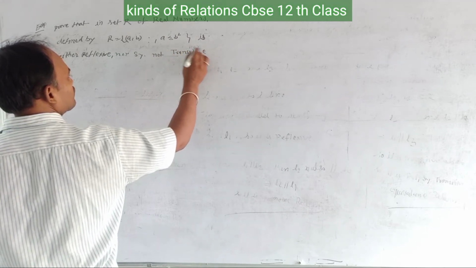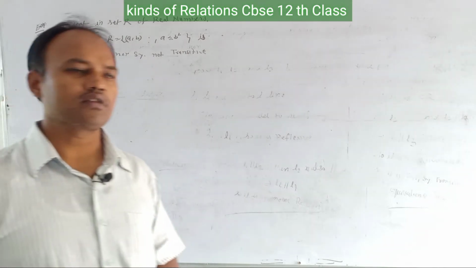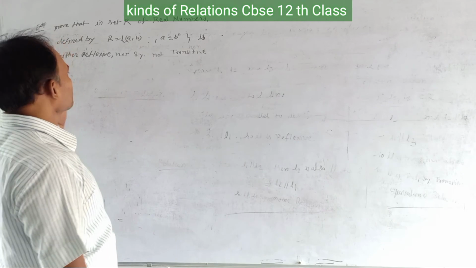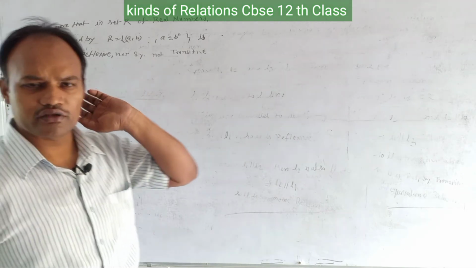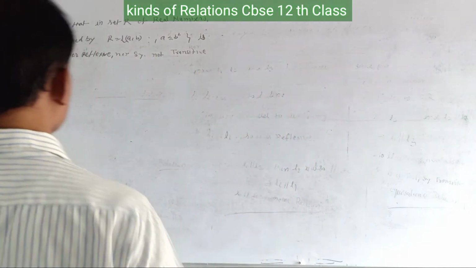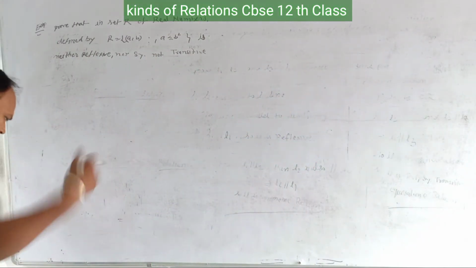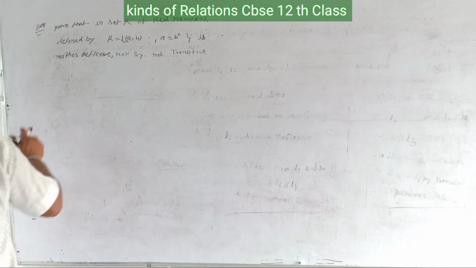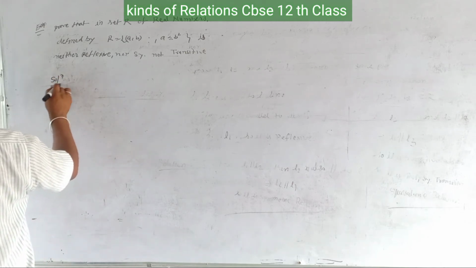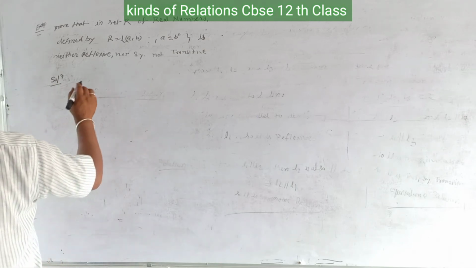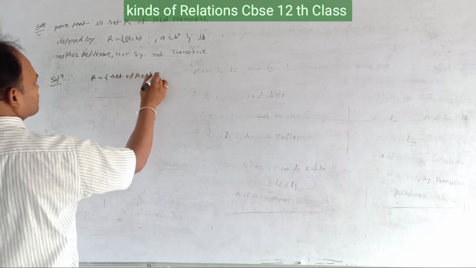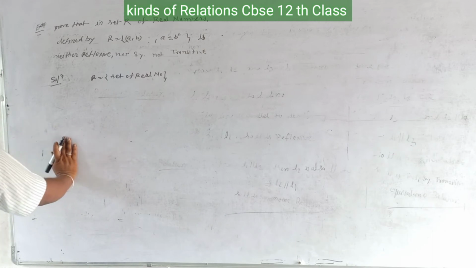So students, in this question we have to prove that if R = {(a, b) : a ≤ b²}, it is neither reflexive nor symmetric nor transitive. It means none of them holds here, so we have to prove it. How can we prove it? Let's see. It is given that R is the set of real numbers.